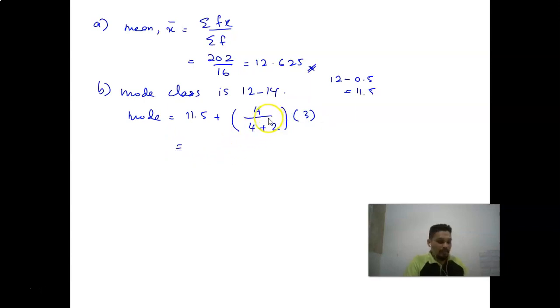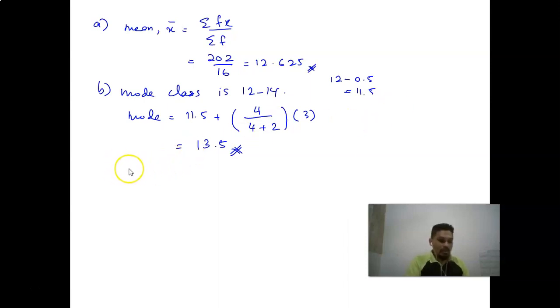Okay, so it gives us here 11.5 plus width, 4 plus 2 multiplied with 3. Okay, which is 13.5. Okay, so the mode is 13.5.